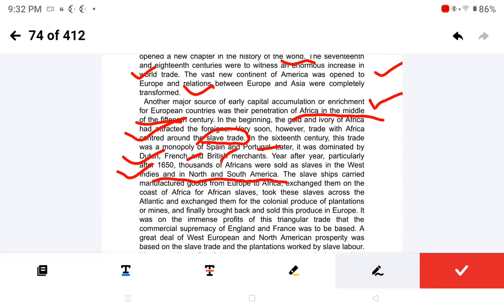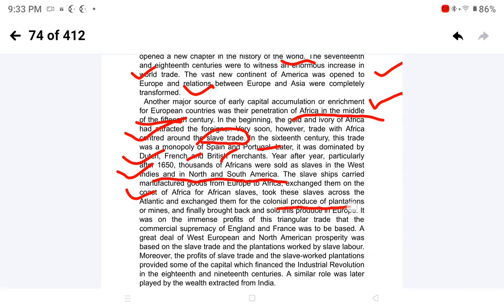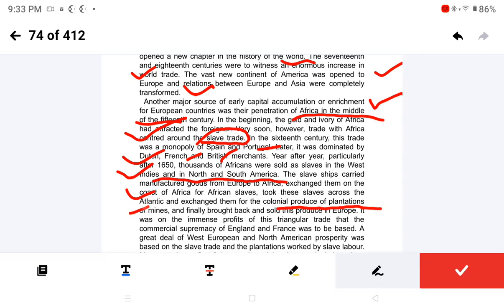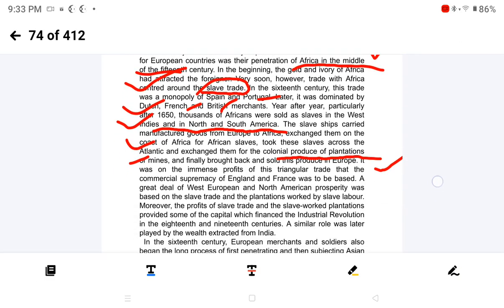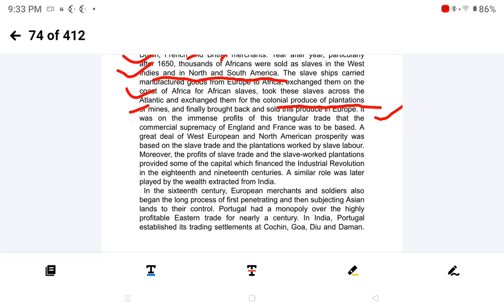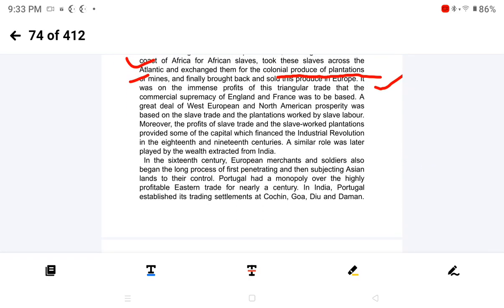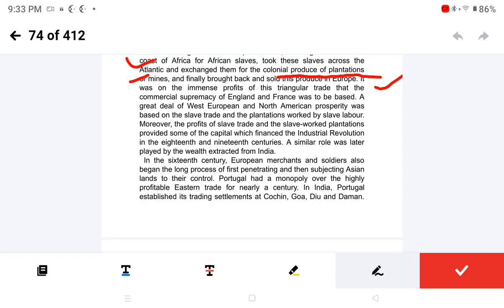The slave ships carried manufactured goods from Europe to Africa, exchanged them on the coast of Africa for African slaves, took these slaves across the Atlantic and exchanged them for the colonial produce of plantations or mines, and finally brought back and sold this produce in Europe. It was on the immense profit of this triangular trade that the commercial supremacy of England and France was to be based.